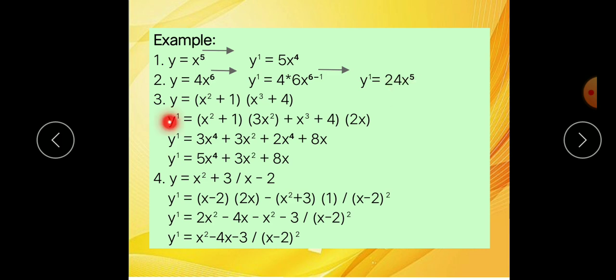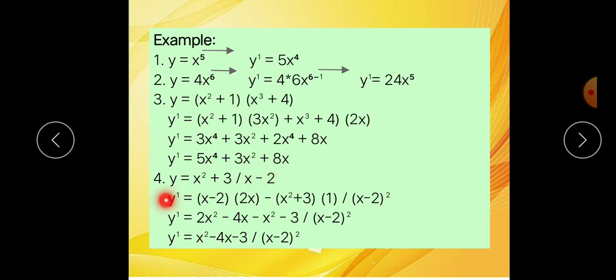Then the third example is y equals (x squared plus 1) times (x cubed plus 4). Y prime equals (x squared plus 1) times 3x squared plus (x cubed plus 4) times 2x. The y prime is 3x to the power of 4 plus 3x squared plus 2x to the power of 4 plus 8x. Then the y prime is 5x to the power of 4 plus 3x squared plus 8x.